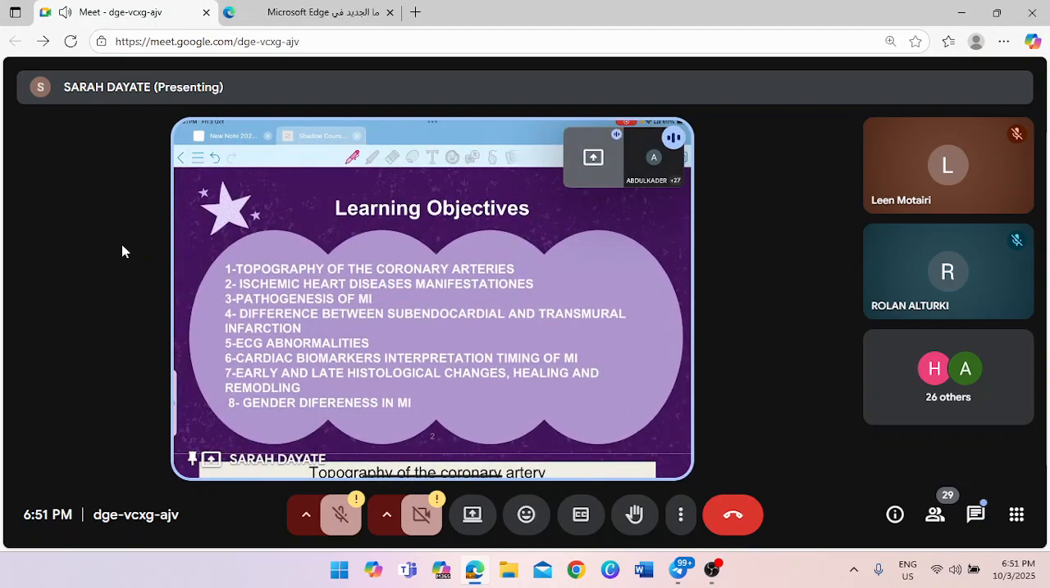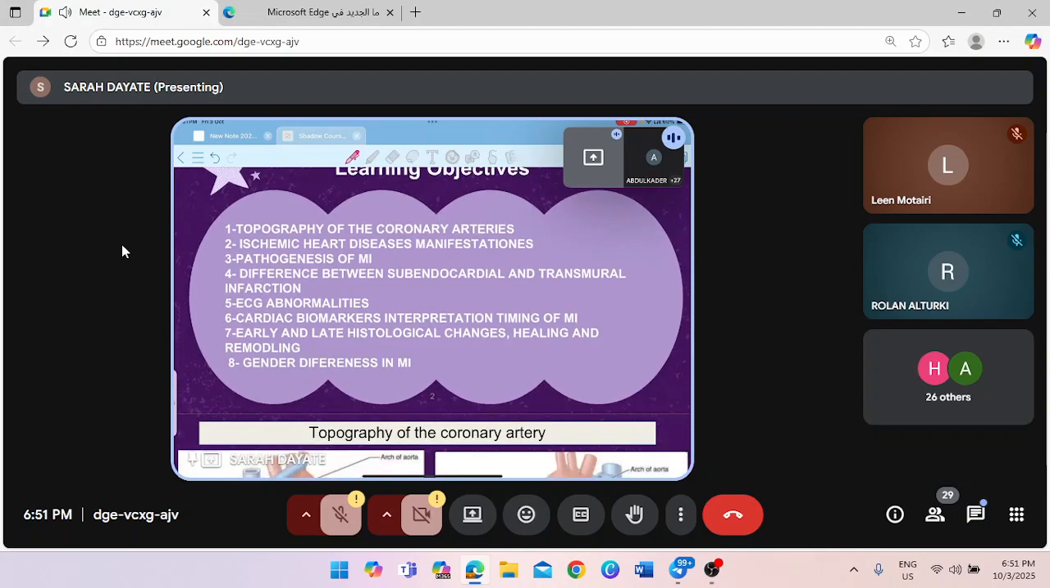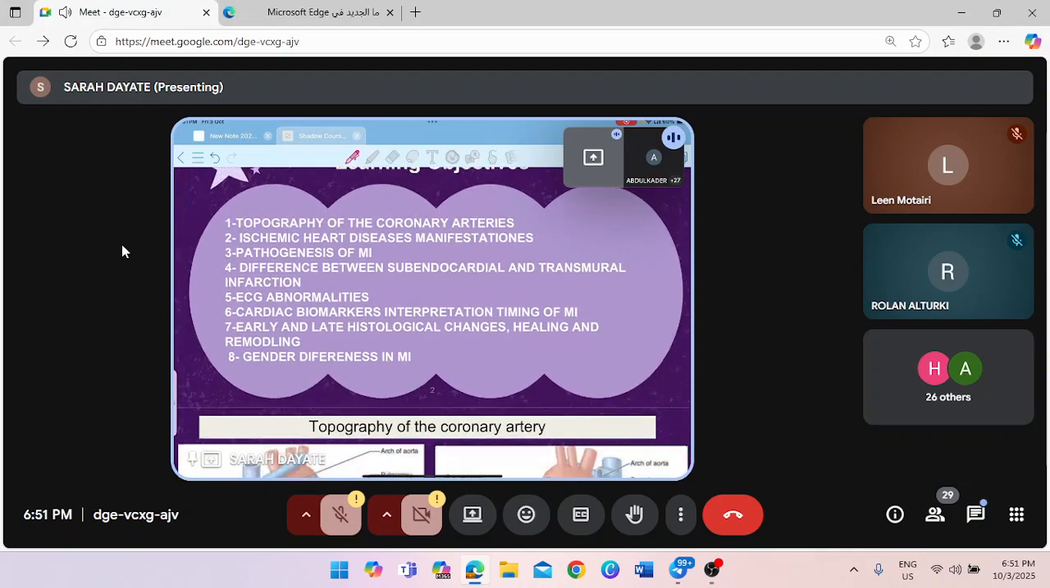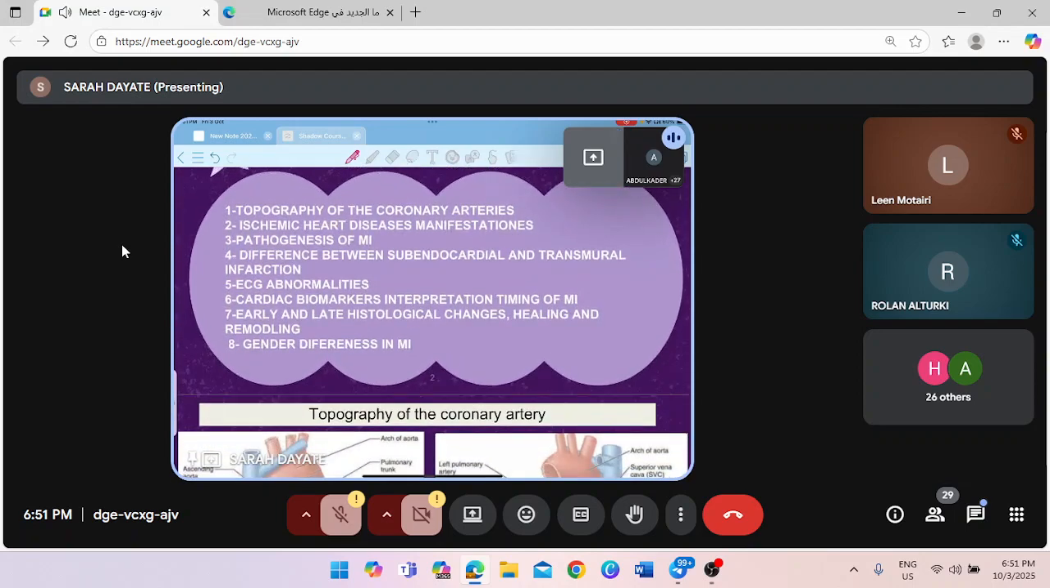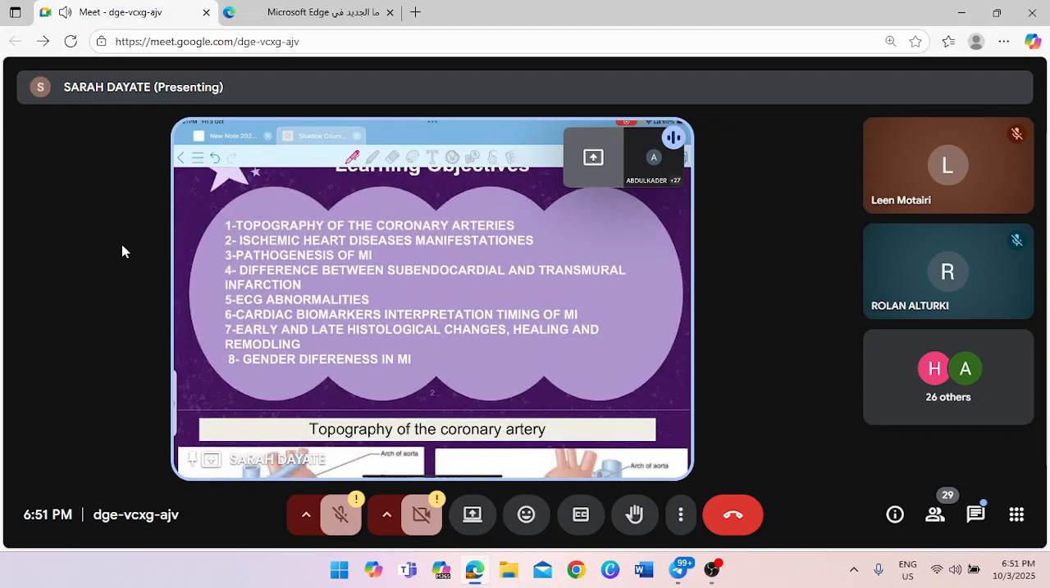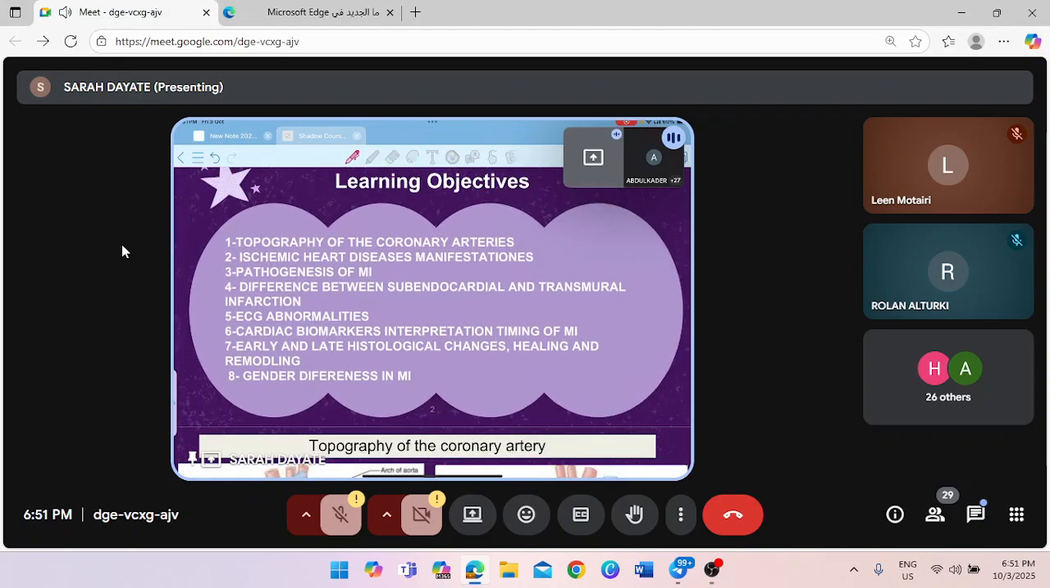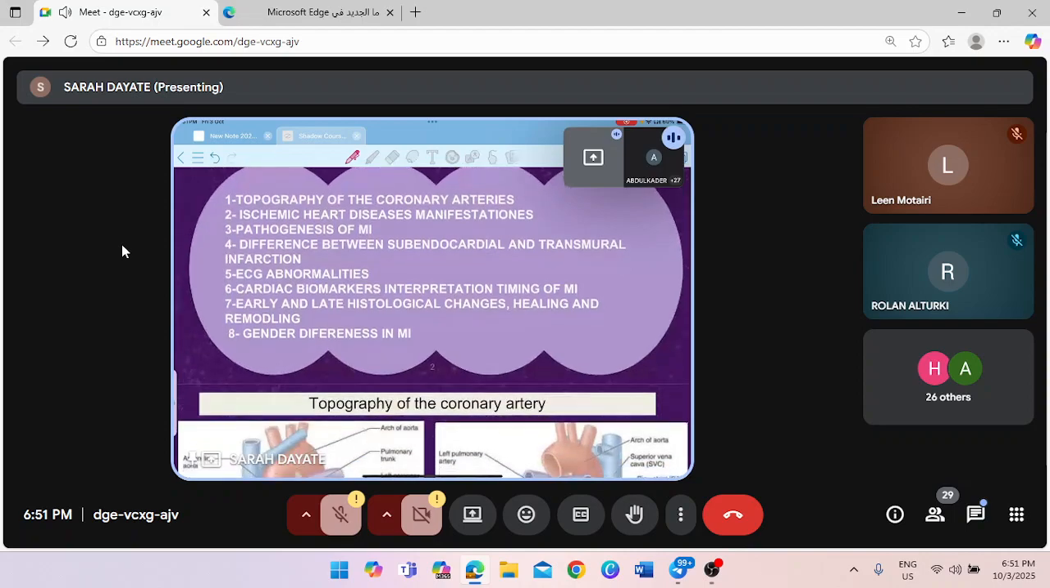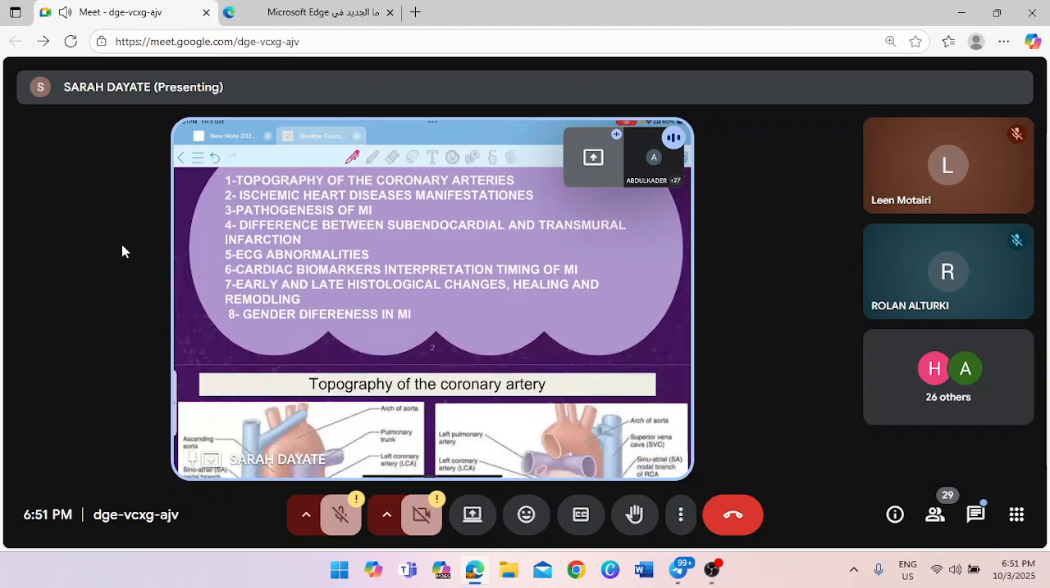We'll talk a little bit about the topography of the coronary arteries, the ischemic heart diseases, the pathogenesis of myocardial infarction. We will see the difference between the subendocardial and transmural infarction. We will talk a little bit about the ECG and what are the main abnormalities in it.